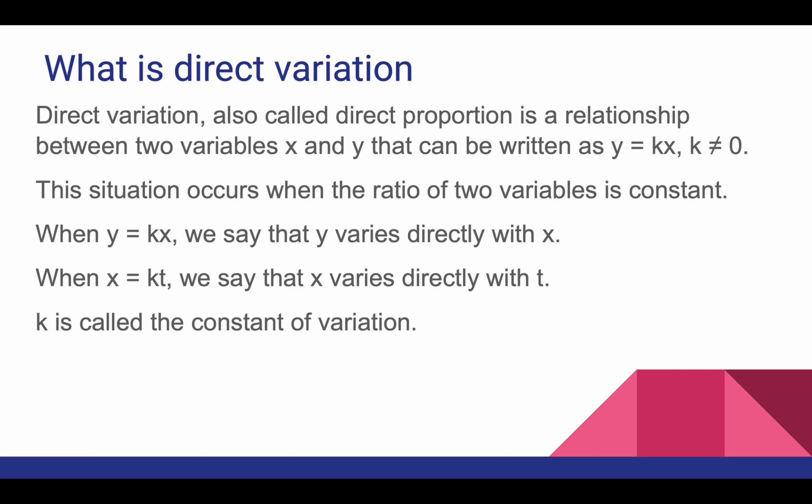When x equals kt, we say that x varies directly with t. k is called the constant of the variation. It never changes, it always stays constant.